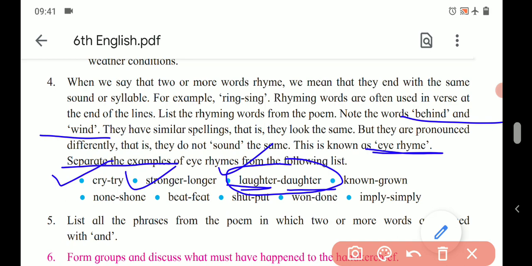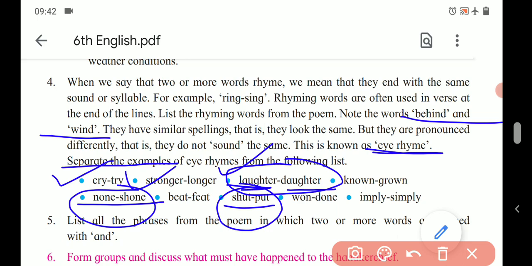Next, known, grown. Pair of rhyming words. None, shown. See, none, shown. Sounds are not the same in the end. So this is an example of eye rhyme. Beat, feet, pair of rhyming words. Shut, put. See, sounds are different. It is not shut, put, or should put. What is it actually? That is shut, put. Sounds are different in the end. So this is a pair of eye rhyme.